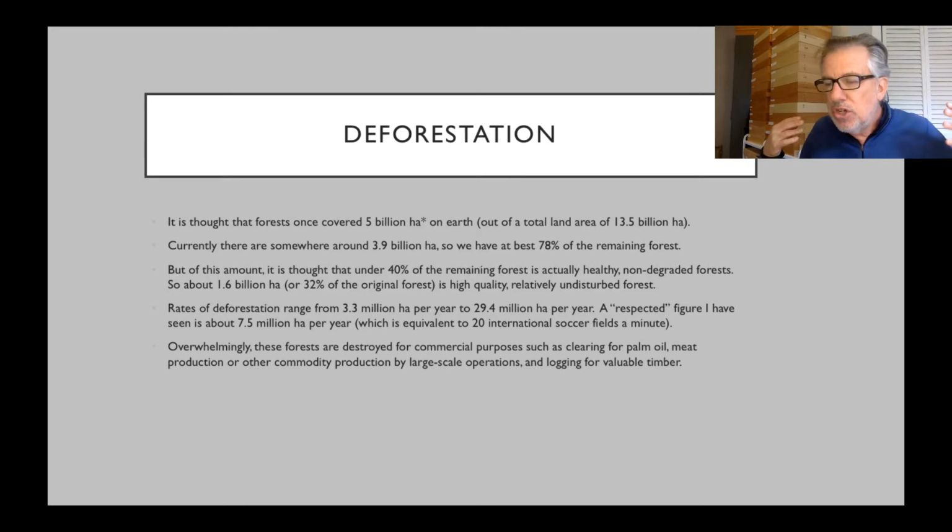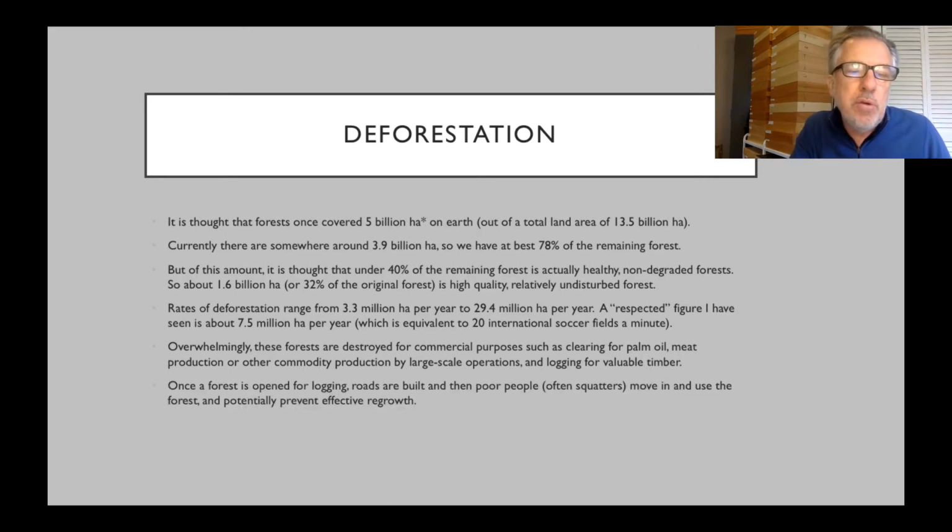These forests are typically destroyed for commercial purposes, such as the planting of palm oil or meat production or other commodity production. And these are done by large-scale operations. And the other thing that's done with forests is logging for valuable timber.